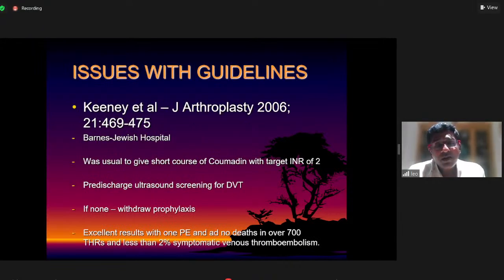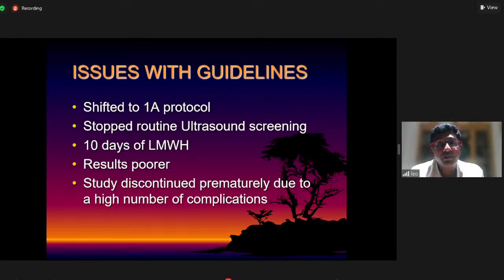Now, other major hospitals decided to shift to the 1A protocol, like the Barnes-Jewish Hospital. They had a protocol which they were following earlier. For instance, they used to give a short course of Coumadin with a target INR of 2, and pre-discharge ultrasound screening for DVT was done, and if no DVT was demonstrated, they would withdraw the prophylaxis. And they said they had excellent results with 1 pulmonary embolism and no death in over 700 total joint arthroplasties and less than 2% symptomatic venous thromboembolism.